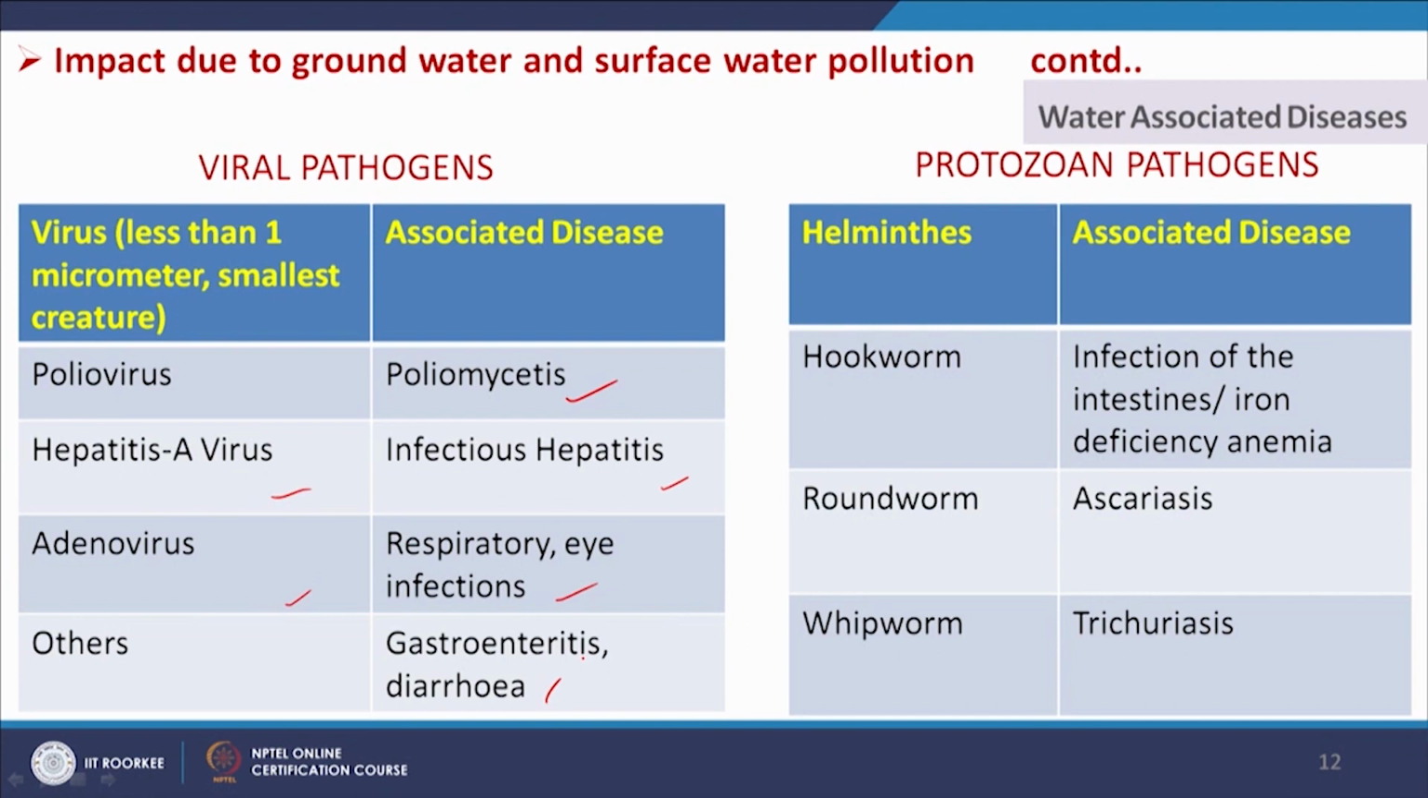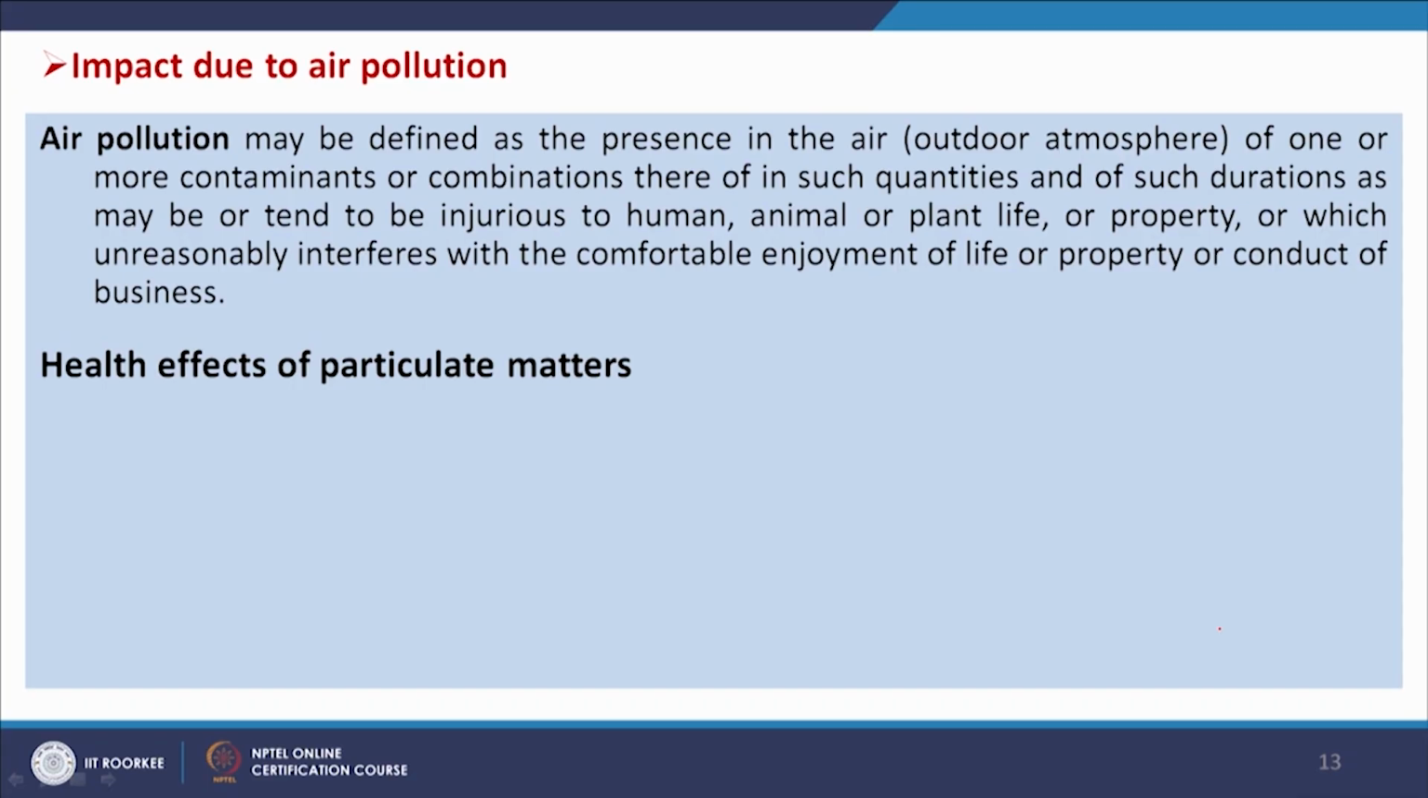Helminth pathogens like hookworm, which causes infections of the intestines, and iron deficiency or anemia, and then roundworm, so ascariasis, and then whipworm, that is trichuriasis. So, these are the waterborne diseases.